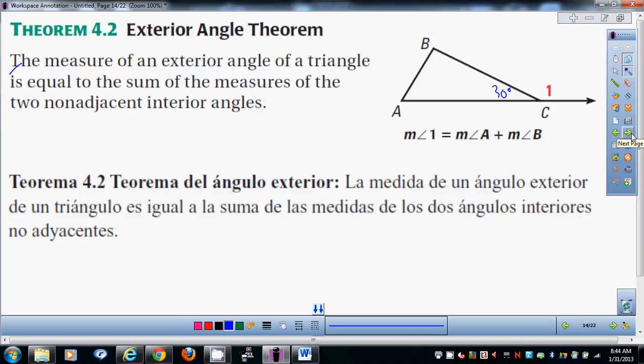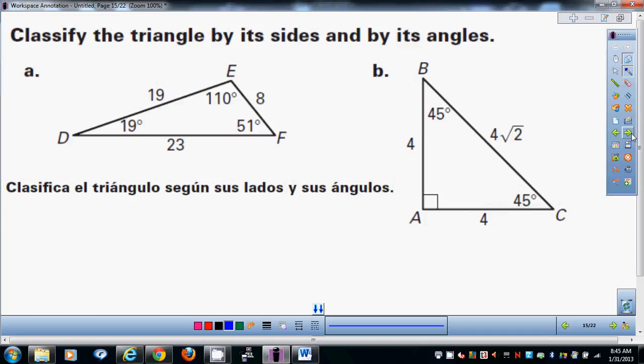Okay. A and B. Now, what do the directions tell us to do? All we have to do is classify the triangle by its sides and angles. We don't have to solve for anything. We just have to say what it is. So I'll do A, and I'll let you do B. A. Let's start with the sides. Are any of the sides equal? So it is a what kind of triangle? Scalene.